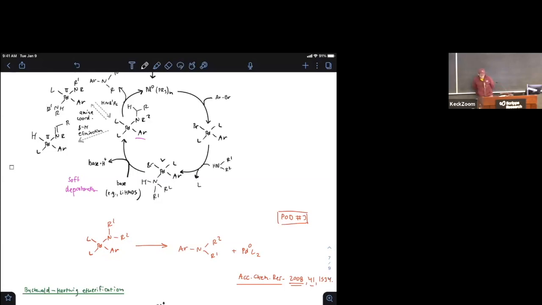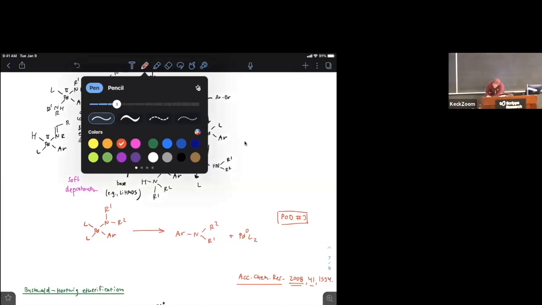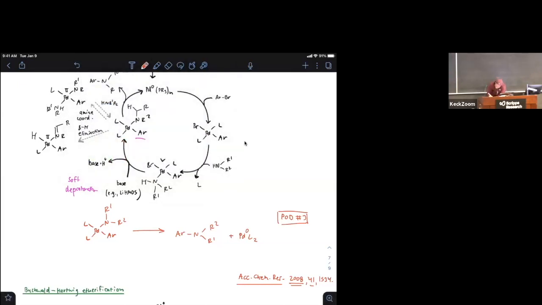Okay, let's discuss some possibilities here. More basic, faster rate. So the series dialkyl is faster than alkyl aryl is faster than diaryl, just focusing on the C-N reductive elimination step. So what are some possible hypotheses that we can jot down here?